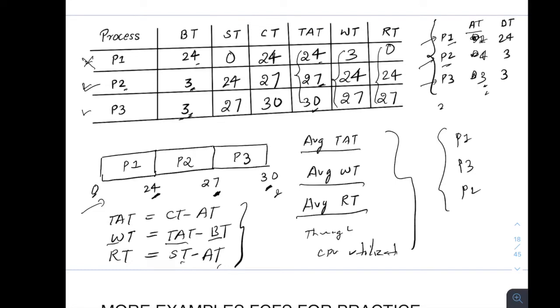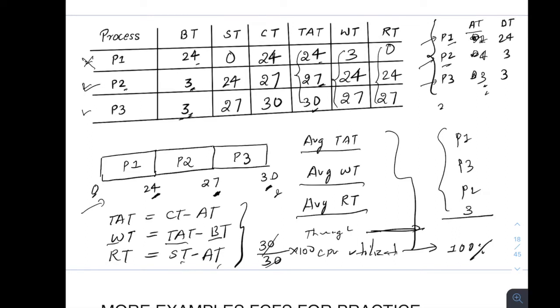Now for throughput, if you see the total time for the scheduling was 30, right? And was the CPU idle for any time? No, right? For all the time the CPU was executing some process. So for all the 30 time units the CPU is executing, into 100. So this will give you 100%. This is not throughput, this is utilization. This is 100%.